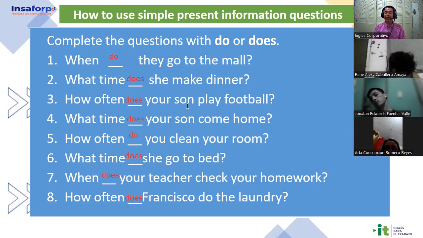Un placer tenerla acá, ¿verdad? Que ya se ha mejorado. Thank you. Okay, good. Now let's continue. ¿Paramos? No, ¿seguimos? Sí, right. Okay.